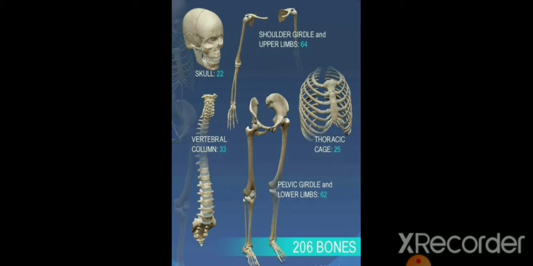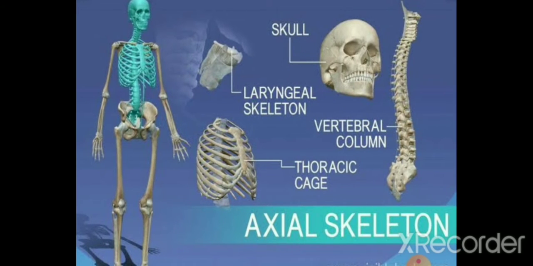The skeleton system can be divided into two parts for better understanding, and these are the axial skeleton and the appendicular skeleton. In this slide you can see the turquoise color indicates the axial skeleton. The axial skeleton has different types of bones, and these are: skull, which has 22 bones; sternum is 1; thoracic cage is 24; hyoid bone is 1; and vertebral column 26 for adults and 33 for children.